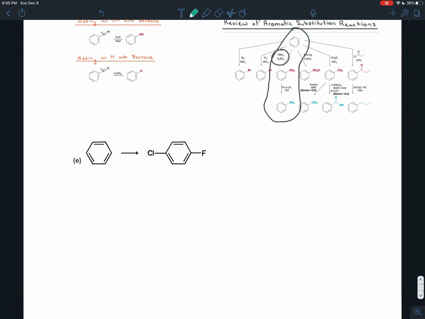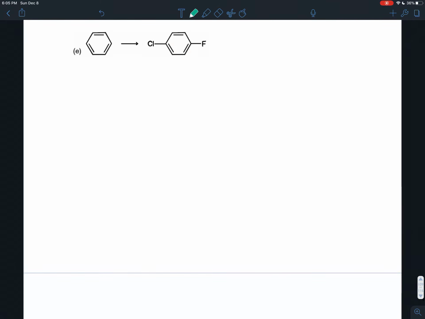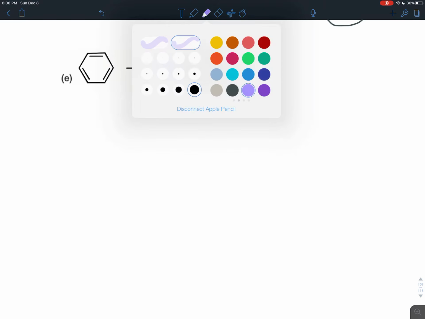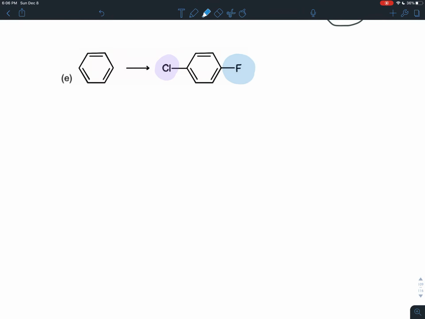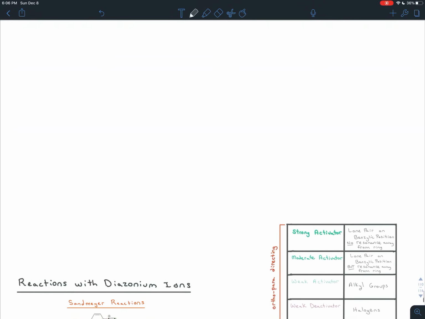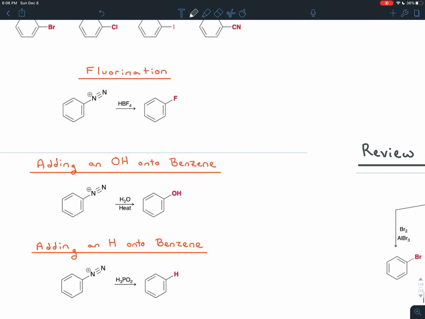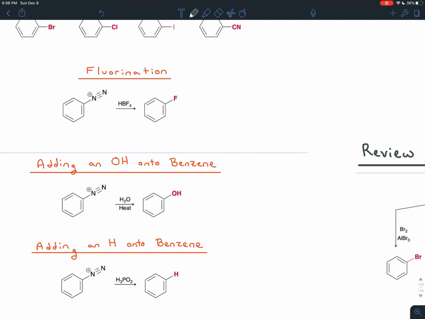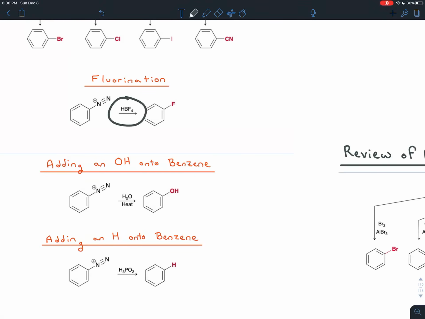Okay, let's try E. In E, we start with pure benzene again, and we end up adding two different things, a chlorine and a fluorine. Now, fluorine is a tricky thing to add, but it is one of the things we learned how to do in this chapter. Fluorination. You could add a fluorine onto a ring if only you have a diazonium ion first. You can treat it with HBF4.